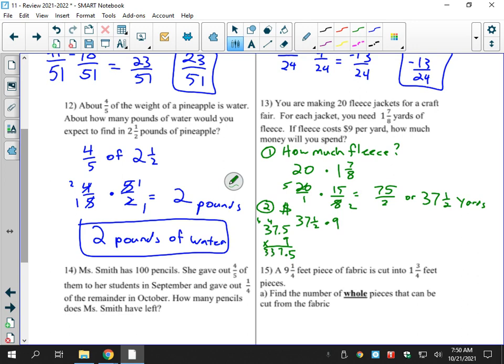So I'm going to do 37.5 times 9 and do my multiplication out. One decimal, so that's going to be $337.50. Remember, formatting, we want our decimal sign, and we always go to the hundredth if we have cents. So $337.50.